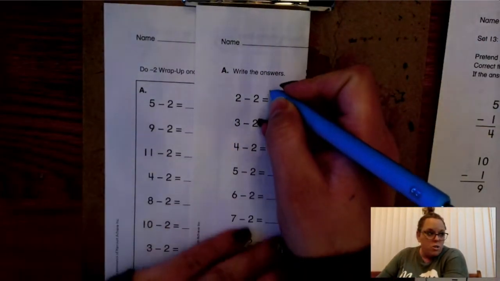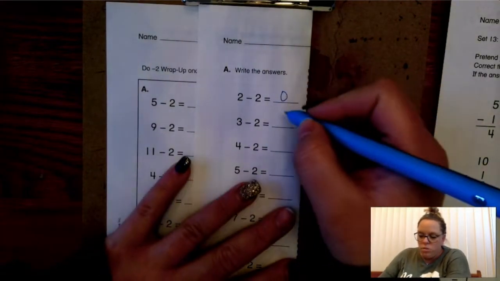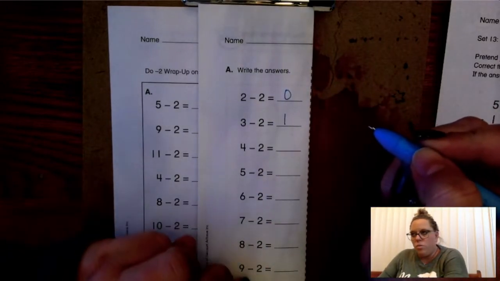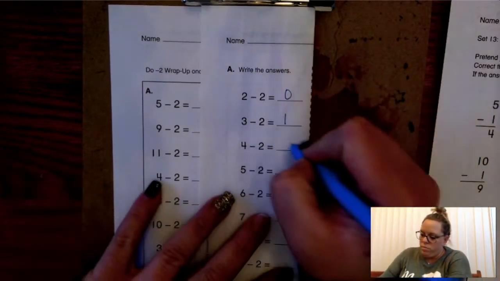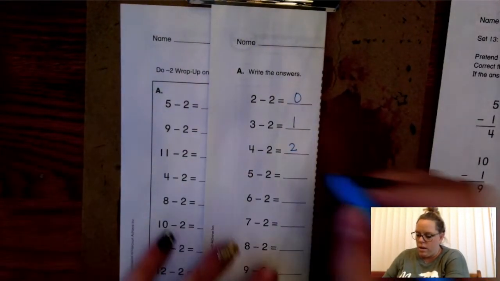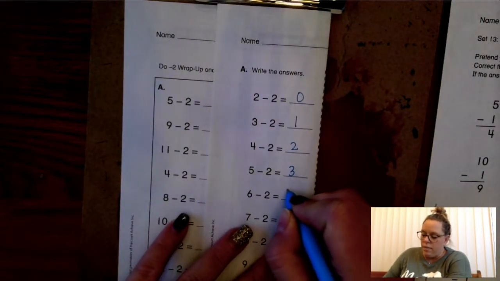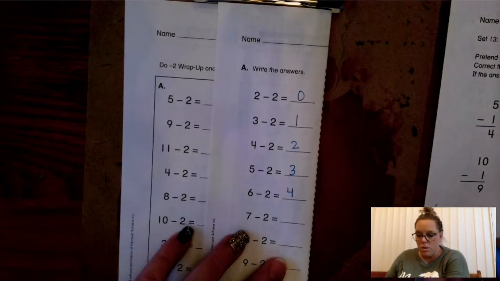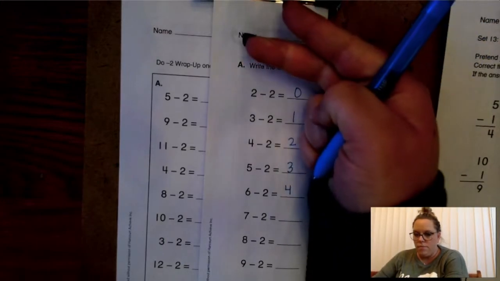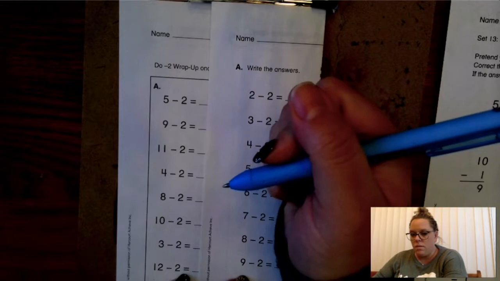2 minus 2 is 0. 3 minus 2: 3, 2, 1. 4 minus 2: 4, 3, 2. 5 minus 2: 5, 4, 3. 6 minus 2: 6, 5, 4. 7 minus 2. I always start at 7 and then I can count backwards. 7, 6, 5. 8 minus 2: 8, 7, 6.